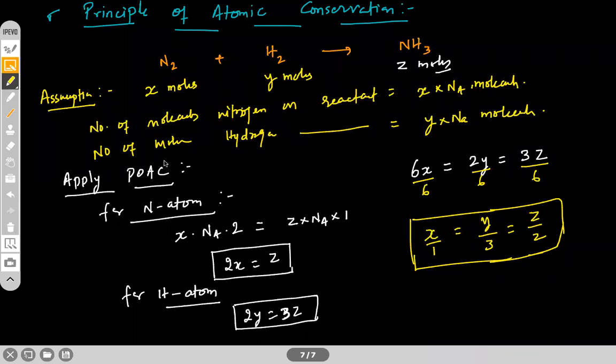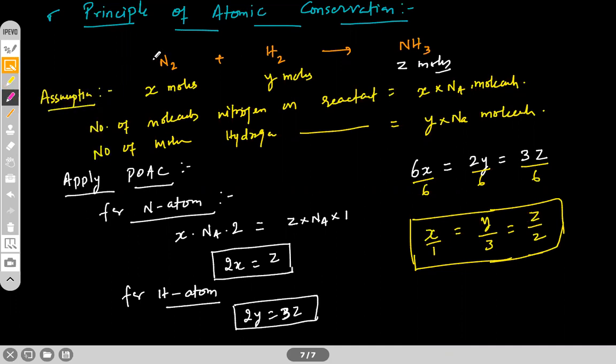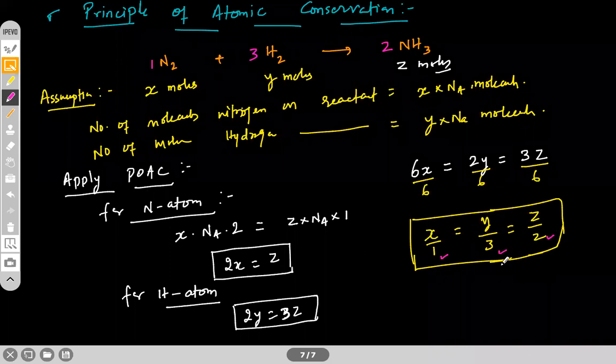Now I'm going to conclude this, so please be very careful here. X is the moles of nitrogen I have assumed. Y is the moles of hydrogen and Z is the moles of NH3. So if you forget all these things now, and you simply balance this reaction, you will get this 1, 3, and 2. Correct. Now the same ratio, stoichiometric coefficient, we are getting here. You see 1, 3, and 2.